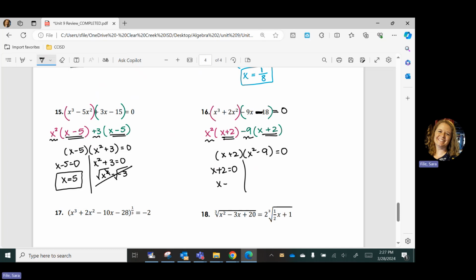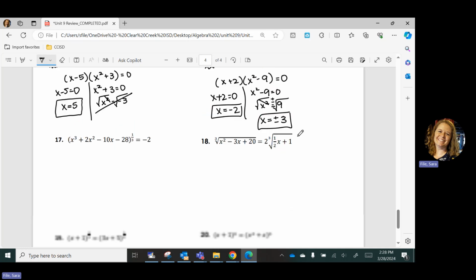Subtract the 2 over, so I get negative 2. Add the 9 over, so I have x squared equals positive 9, so I can take the square root here. Now what I need to remember, since I'm allowed to take the square root, is to put the plus minus in front. When you take the square root, any even root as part of solving, don't forget your plus and minus. So positive 3 and negative 3 and negative 2. So we had 3 solutions for that one.